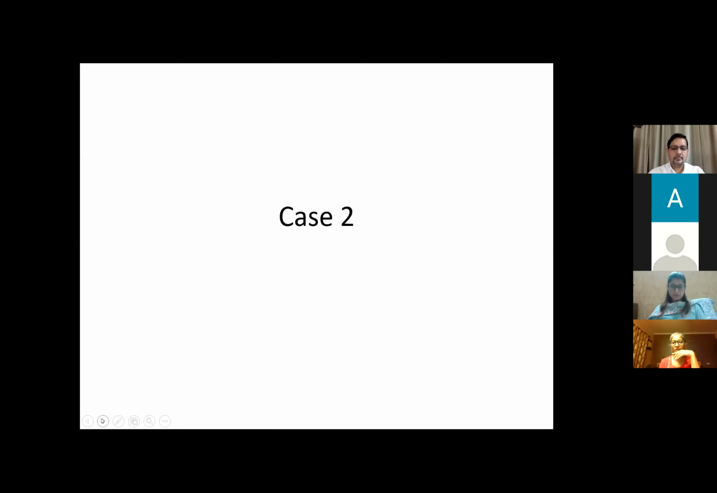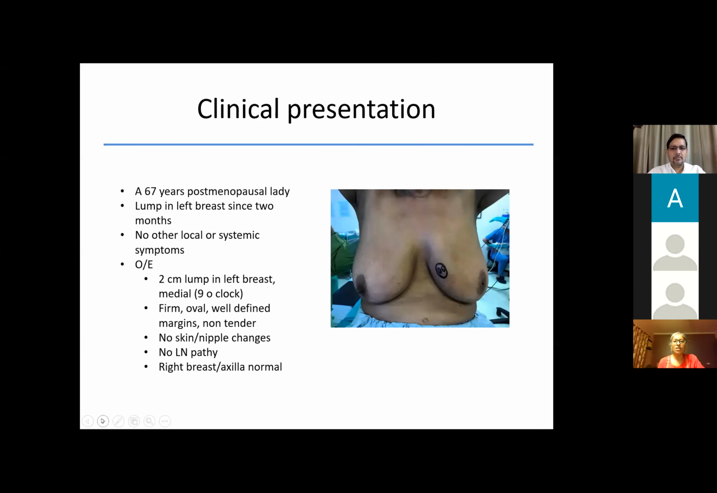Yeah, actually we are running short of time, so I'll quickly move on to the second case, and maybe we can take the discussion further later. So this is again a 67, and before we proceed with the case, I just wanted to tell you that this lady came to us in the early phases of COVID, wherein the apprehension about coming to the hospital was very high, and she wanted a quick treatment. So this is the caveat before presenting this case.